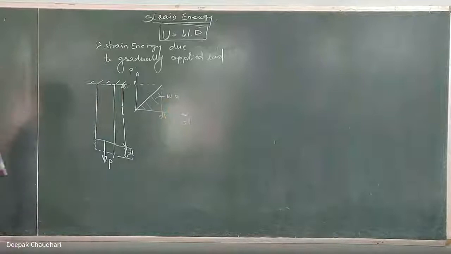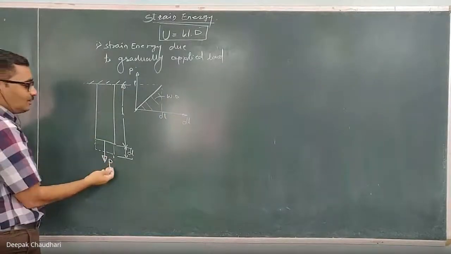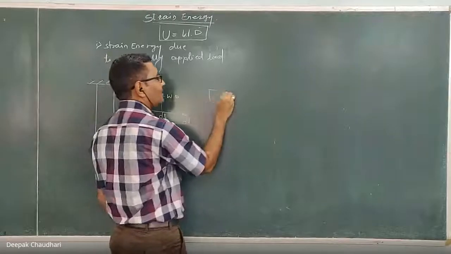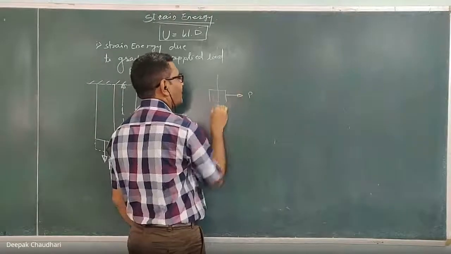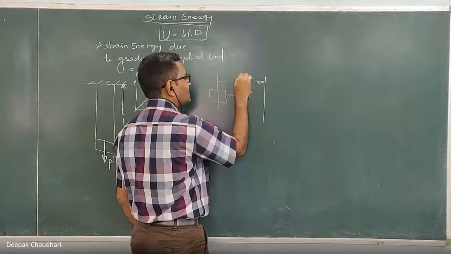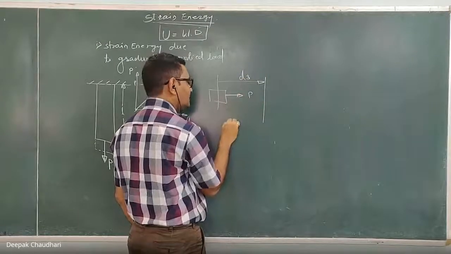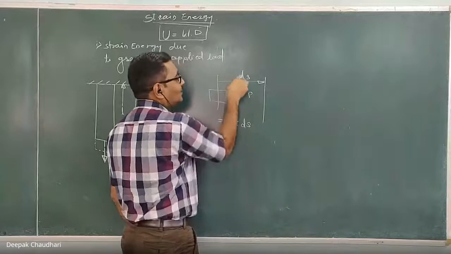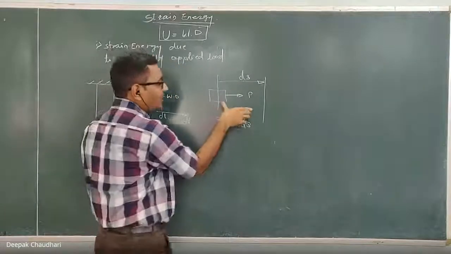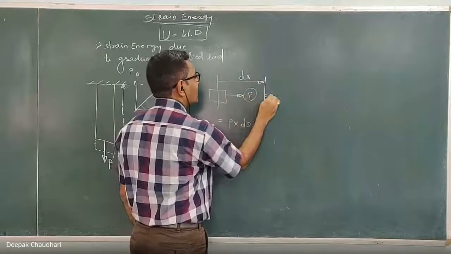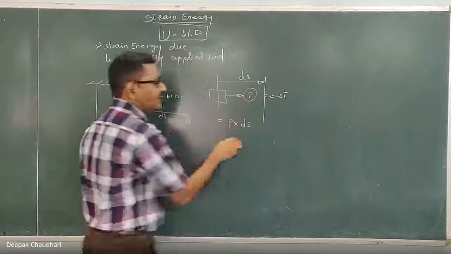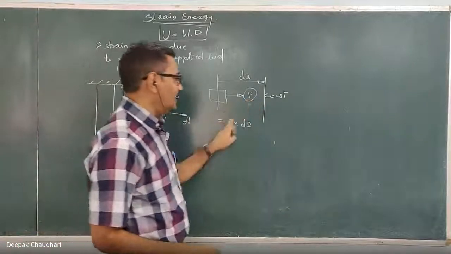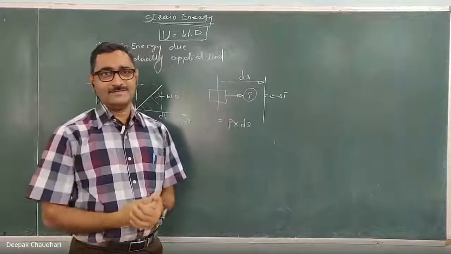Actually, work done is equal to force into displacement, that all of you know. When a force is applied on an object, and suppose the displacement of this object is ds, then the work done is equal to P into ds. But remember, we can directly write P into ds provided that for this much displacement, P is constant. If P remains constant, then only we can write P into ds.